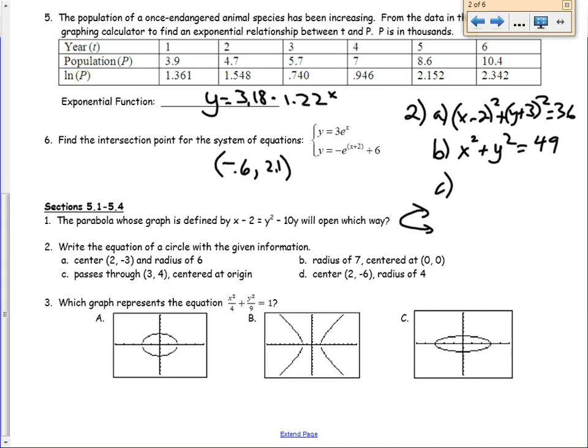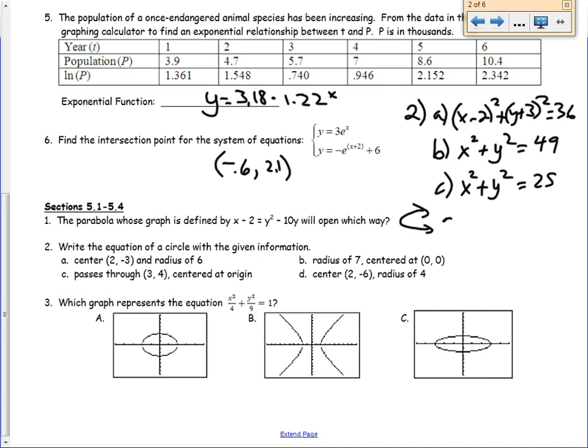This says passes through the 3, 4, but centered at the origin. So now it's x squared plus y squared. Guys, just plug 3, 4 in. What's 3 squared? 9. 4 squared? 16. Add them together. 25. Now, a better question might be to ask you to do that and then ask you what the radius is. You with me? How did you get the radius? Square root of 25. The radius of 5 centered at the origin, there's x squared plus y squared.